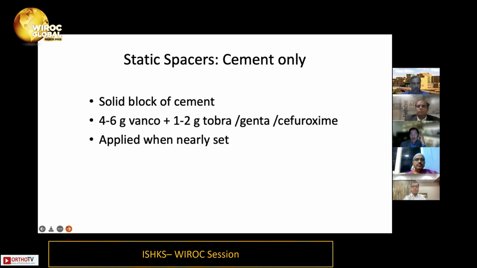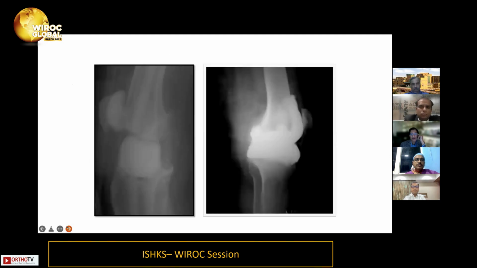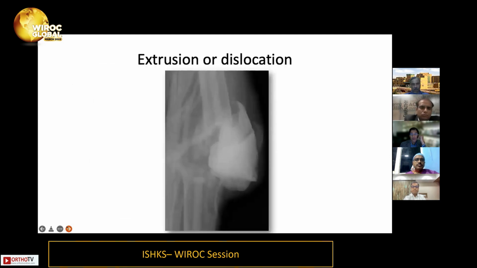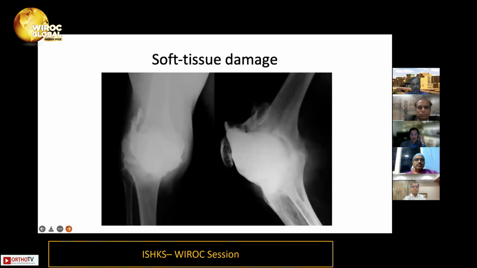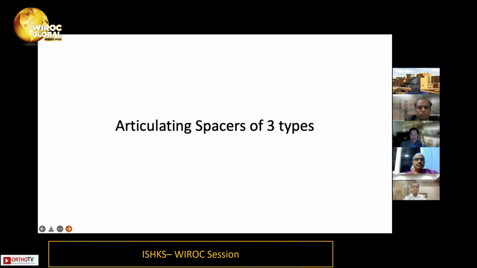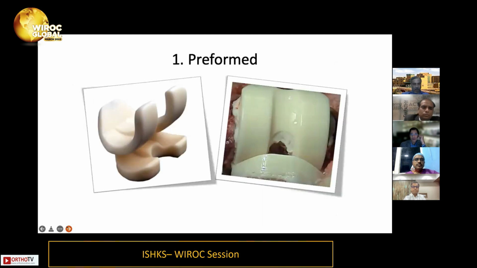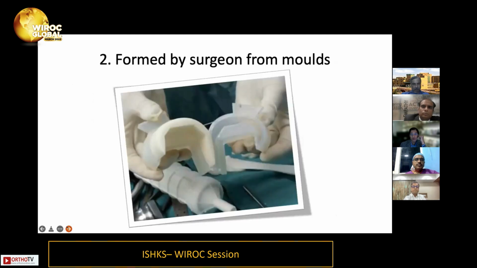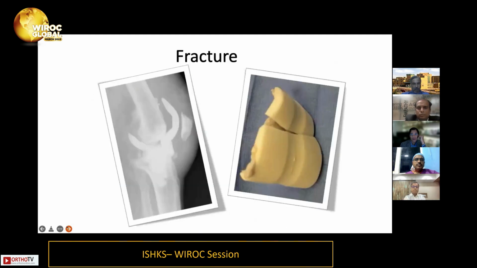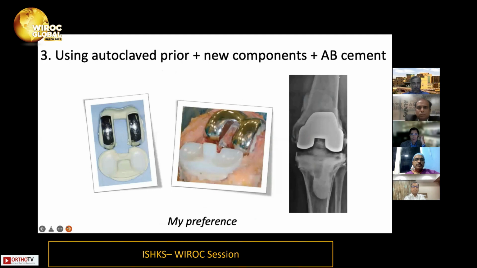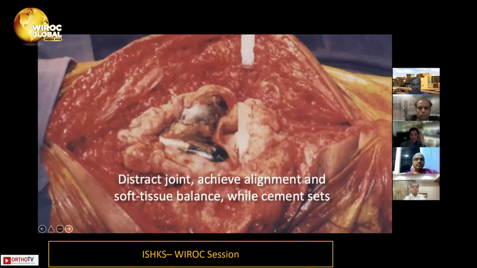The static ones are a solid block of cement with a huge amount of antibiotics. An example, these can extrude or dislocate, sometimes cause severe bone destruction and even soft tissue damage. Articulating spacers could be pre-formed like these or formed from a mold during surgery, but these can dislocate, they can cause overstuffing or even fracture. My preference is for using autoclaved prior femoral components with a new poly insert along with a huge amount of antibiotic cement. An example of a spacer.